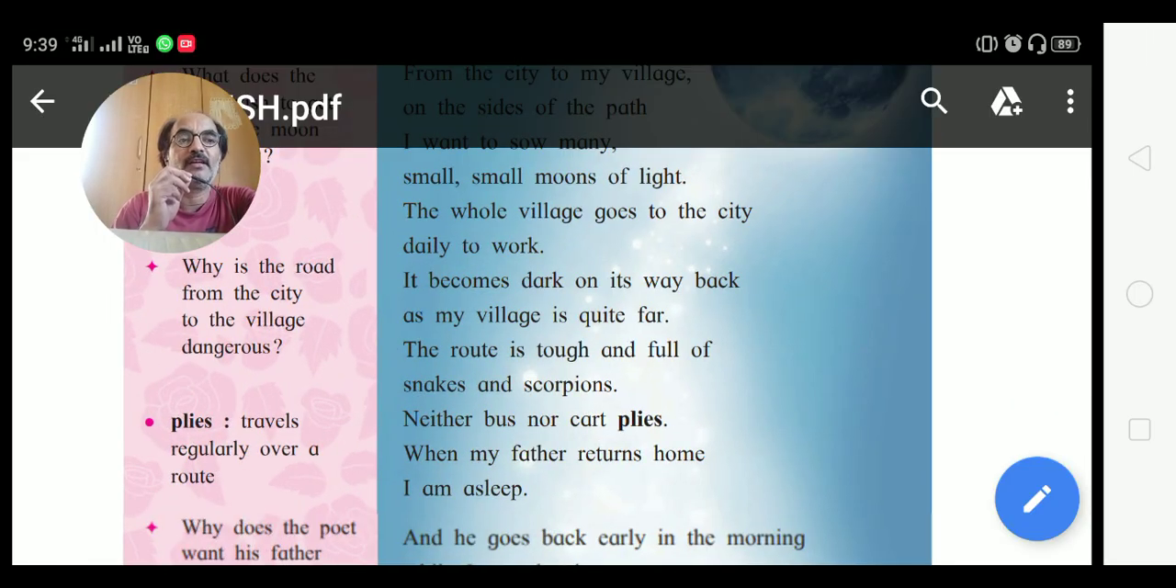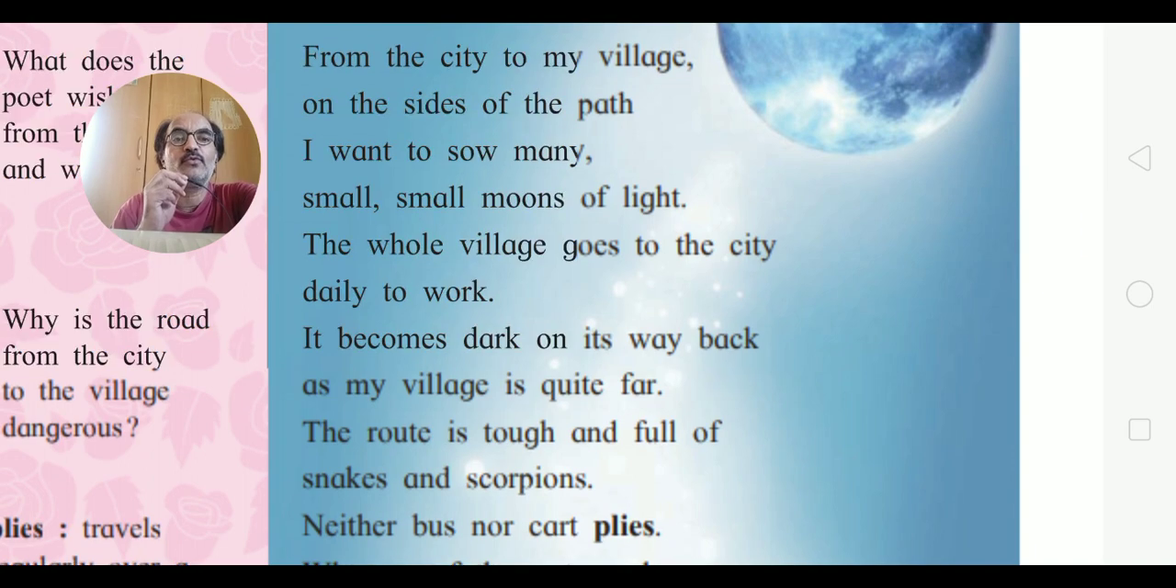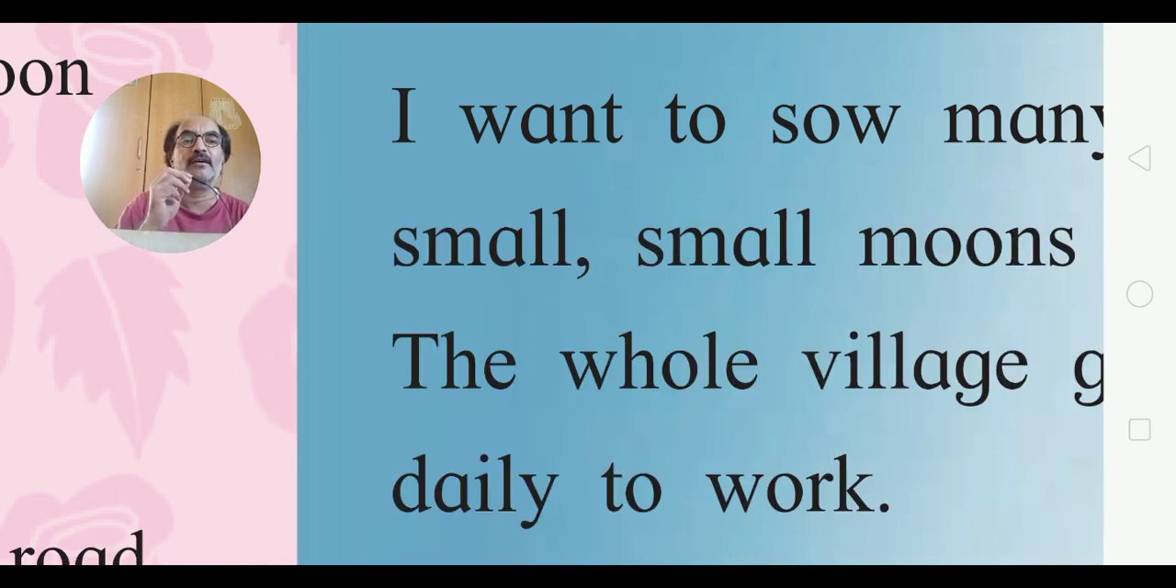Then there is the third figure of speech in this poem, and that is repetition. When a word or a line is repeated, we call it a repetition. Here, small moons, this word small is repeated to show emphasis and to enhance the beauty of the language. Sometimes poets repeat the word. It is a repetition. So these are the three figures of speech used in this poem.